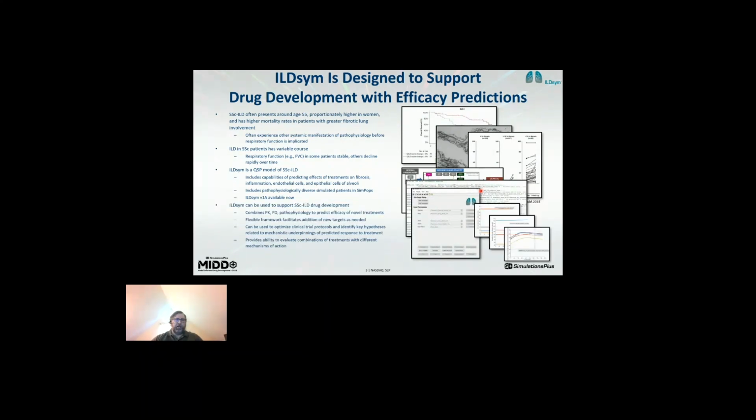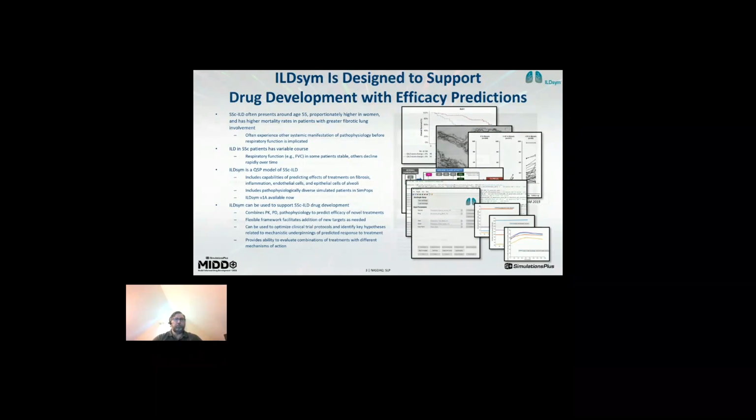The software that's been developed is intended to support that treatment assessment. Novel treatments can be added in and can support hypothesis development, particular mechanisms of action, all the sorts of things you'd be looking at in terms of potential drug development.